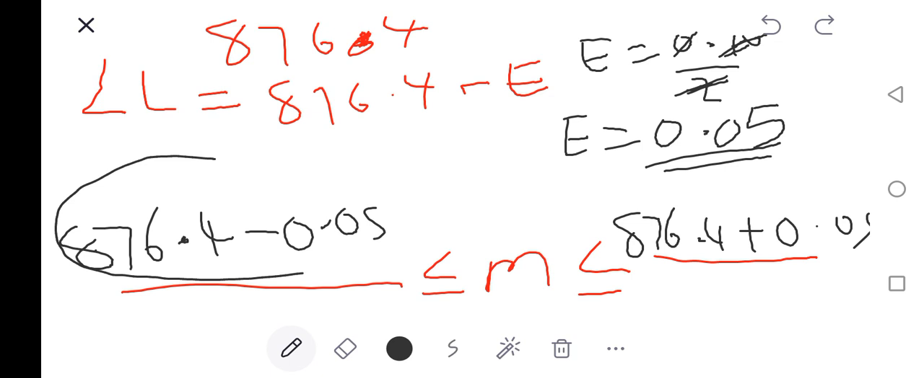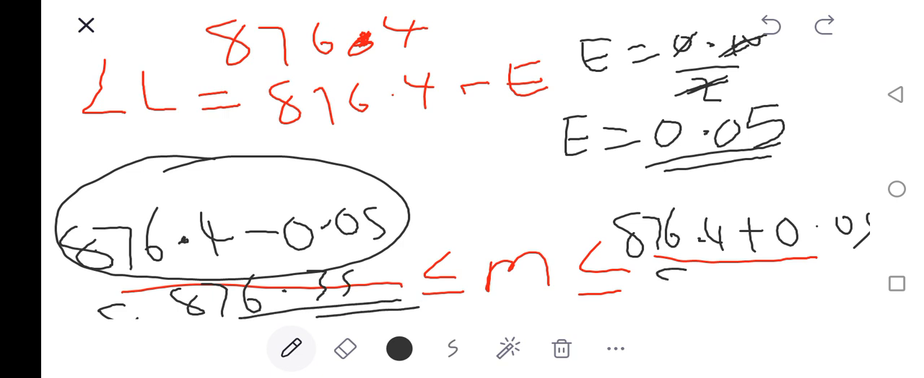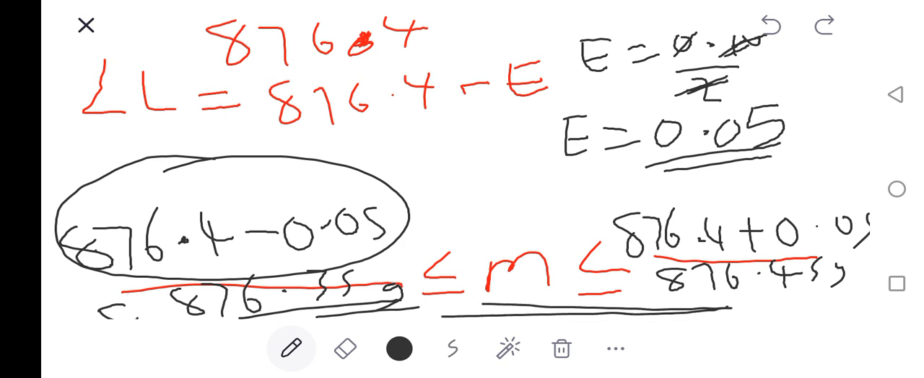When you add, it will give this side. When you subtract this side, subtract nicely without a calculator, it will give you 876.35. Here to give you 876.45 grams, also grams. That's all. That's how you complete this statement.